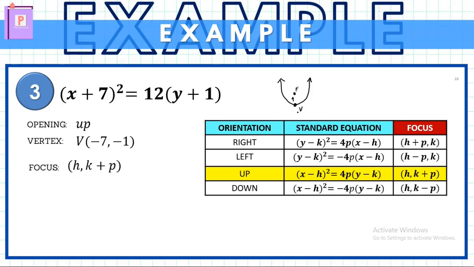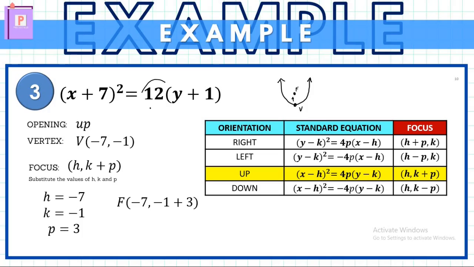So since we moved upwards, the operation associated with that is addition. And then since it is a vertical movement, we are going now to add p to k instead of h because k is the variable related to y. After that, let's substitute the values of h, k, and p. So h is -7, k is -1, p is 3 because 4p is 12. So substitute the values, copy h, k is -1, then we're going to add p. Simplifying that, we'll have now the focus at -7, +2.